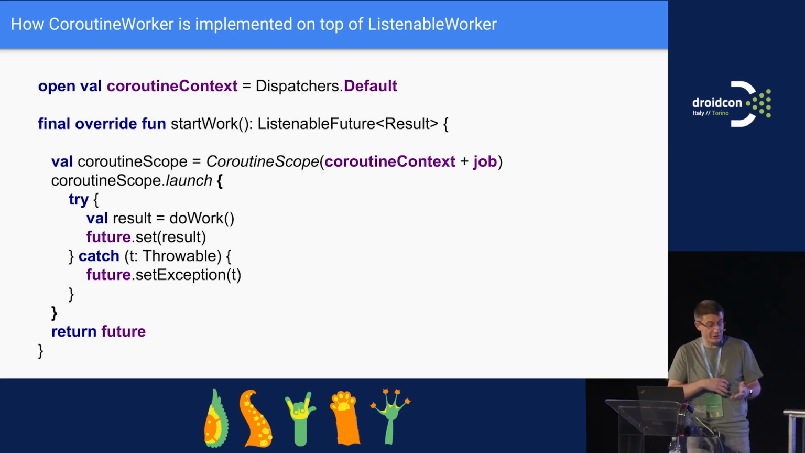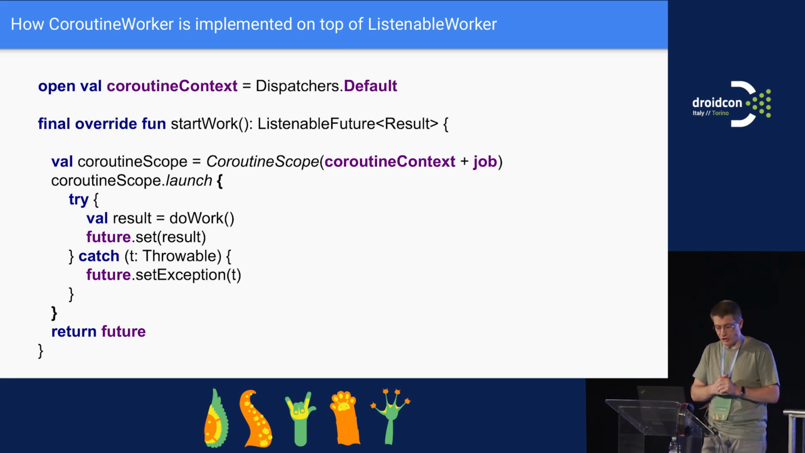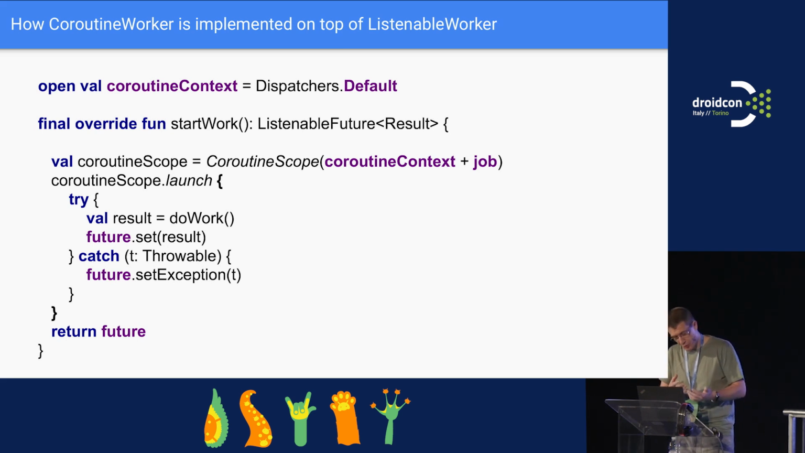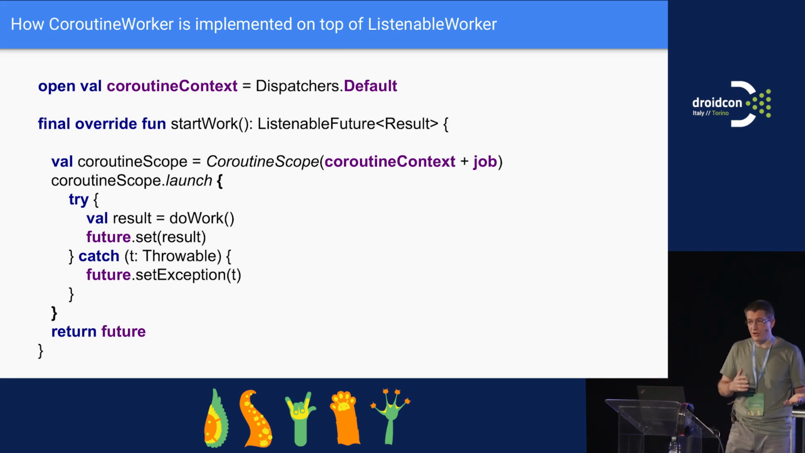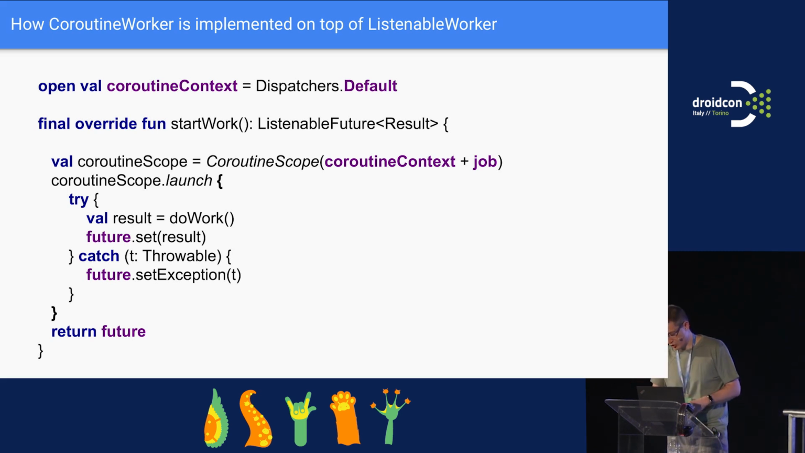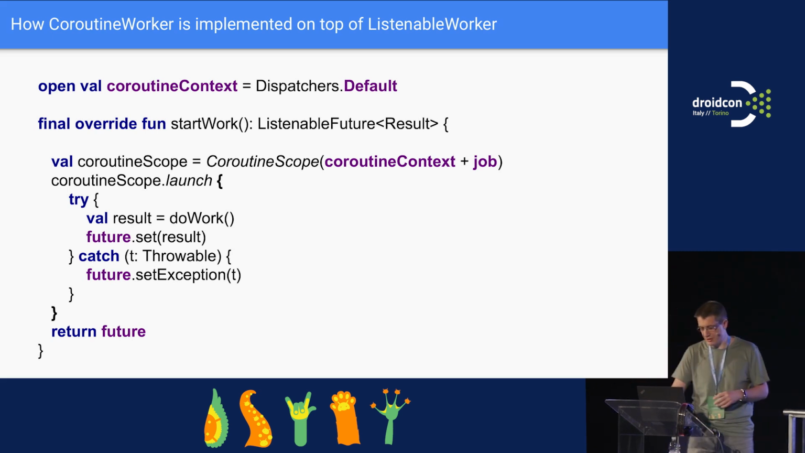The coroutine context is open, so you can customize on which context, on which scope you want to run your suspended function. In this case, coroutine context is probably not the best name of this variable. It's probably going to change in the future, but this is, at this moment, the API.